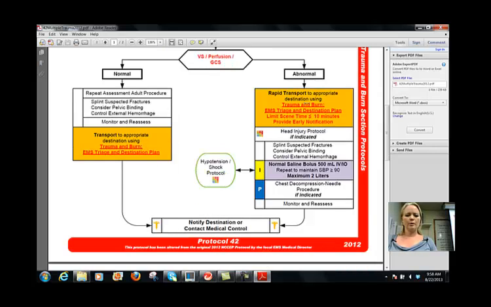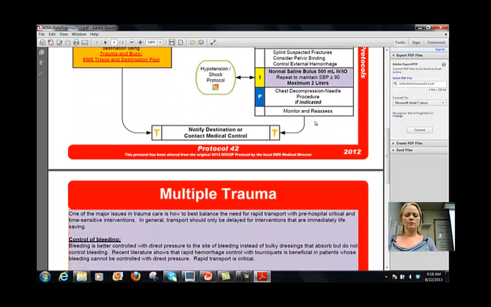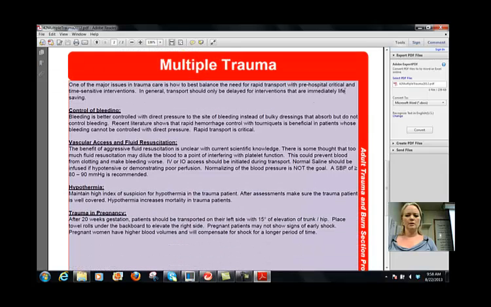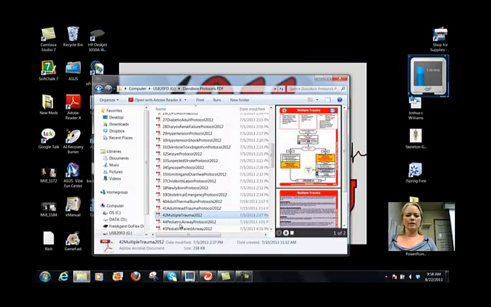The multiple trauma protocol, this is, again, more of a where to take the patient, limping if necessary. There's nothing different.